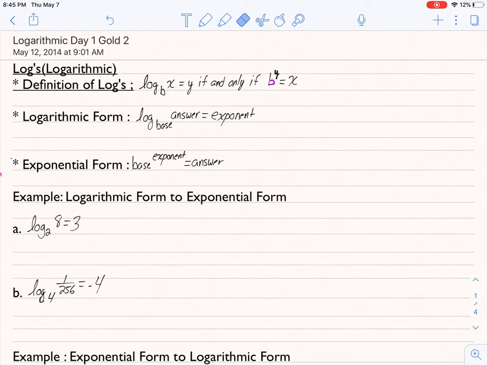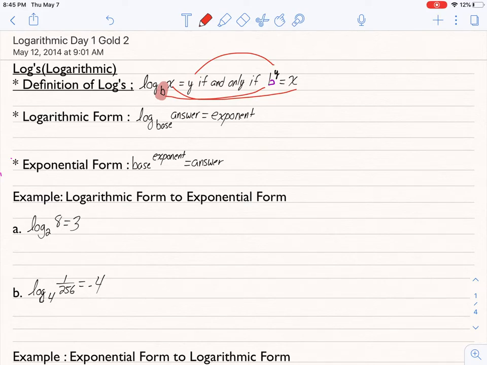So logs, or logarithms. The definition of logs is: log, this subscript b right here, we call that base b. So log base b of x equals y if and only if b to the y equals x. Alright, so notice the connections here. My b's are here, my y's are there, and my x's are there. Yes, that's the same x. Yes, that's the same b. Yes, it's the same y.